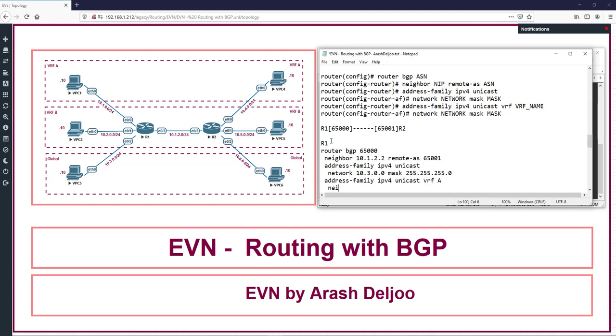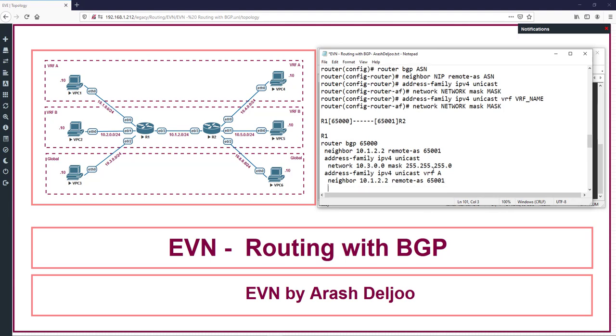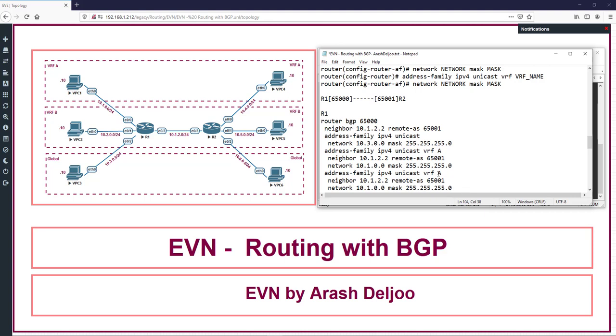Again, the neighbor statement is the same neighbor statement because the neighbor's IP is the same as the neighbor IP in the global VRF. And then we should advertise the network of VRFA in the network statement. Here, the network of VRFA is 10.1.0.0. That's it. Again, we should configure for VRFB. This is the address family IPv4 unicast for VRFB. The neighbor is 10.1.2.2, remote AS is 65001, and the network is 10.2.0.0 with the mask of 255.255.255.0.